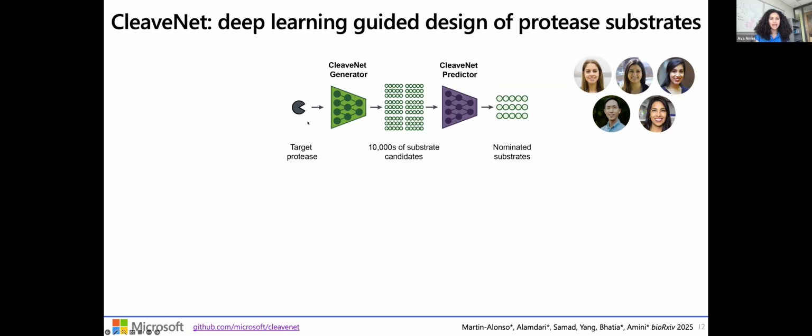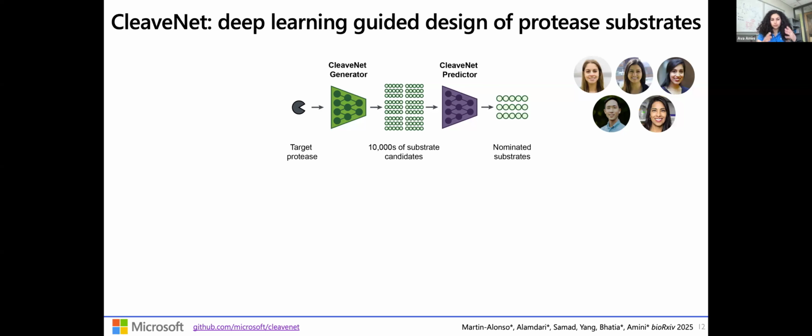Our goal is to be able to go from a target protease of interest and leverage a generative model that can now produce tens of thousands of de novo designed candidate peptide substrates, and now be able to couple this rapidly with a predictive model to screen and down select these substrates for particular applications and experimental validation.